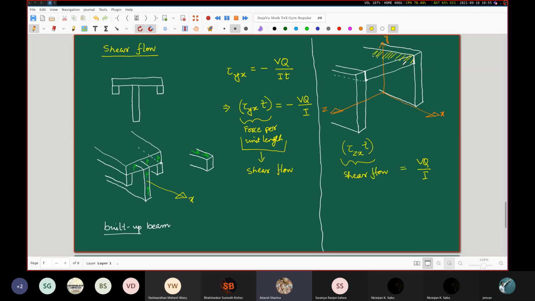Hello, sir. Yes. So here for the shear flow in the vertical one, what will the I be? The I will be for the entire cross section. Okay, sir. So we are considering this entire table as a beam. All right.